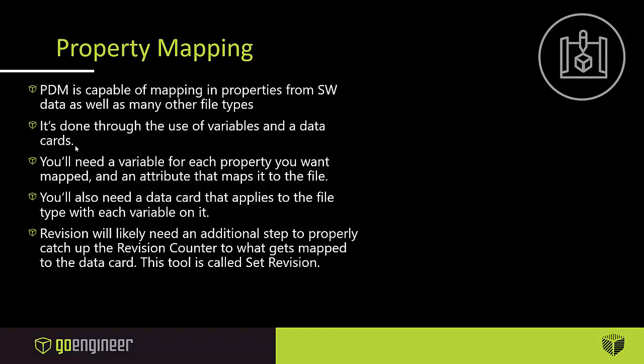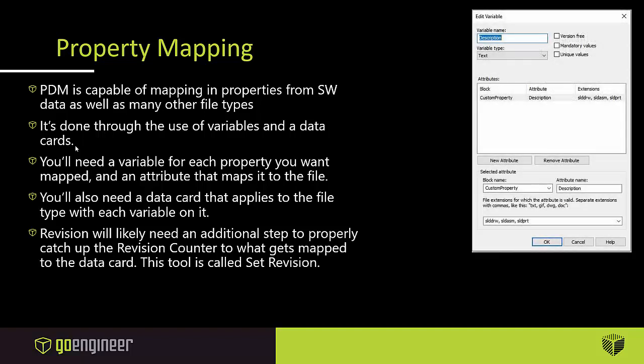With respect to property mapping, one thing I'd like to make sure that customers understand is that PDM is not only capable of mapping properties from SOLIDWORKS, but it can do it from many file types. And it's done through something called attributes on a variable. So here's a screenshot of putting a variable into PDM, and I like to use description as an example because everybody has a description on a file, right? It's the single property that every single person has in the world.